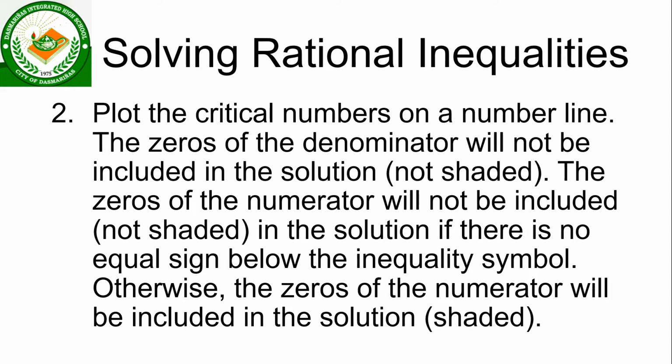Second one is to plot the critical points on a number line. How are we going to determine the critical points? The zeros of the numerator will not be included in the solution. It is not shaded. Okay? The zeros of the numerator will not be included or not shaded in the solution if there is no equal sign below the inequality symbol. This is what I'm referring to a while ago. Otherwise, the zeros of the numerator will be included in the solution, or it will be shaded.